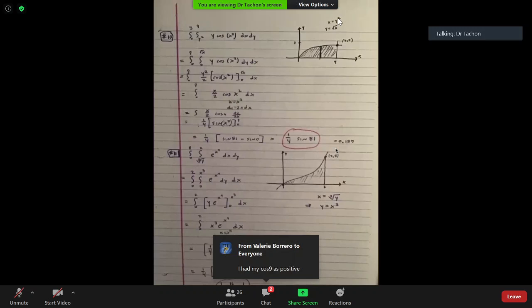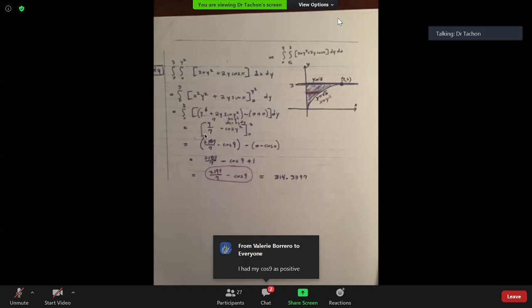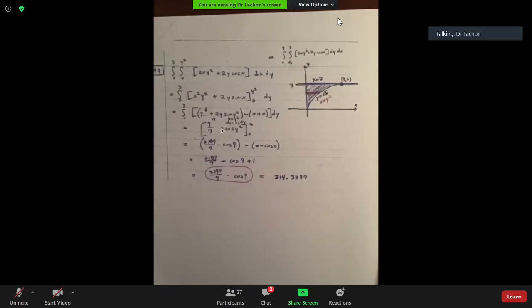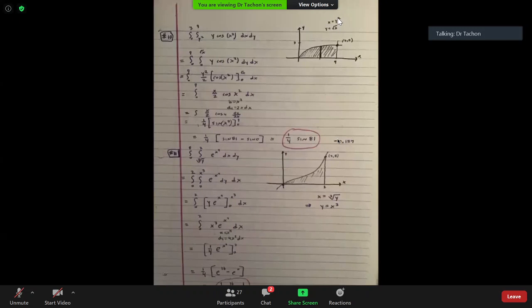Number 10. So I went ahead and cosine 9 is positive. So why would it be negative? Okay, because when you integrate sine, you get negative cosine, right? Did you get that there? When you do the integral of sine, you get negative cosine. You can check those formulas, but you get negative. Number 10.